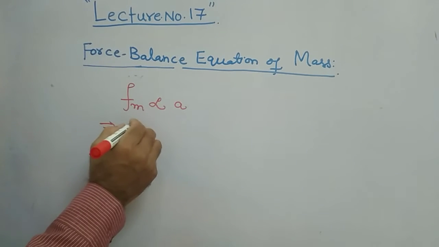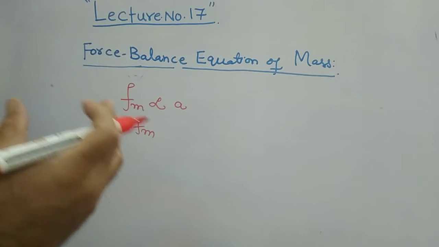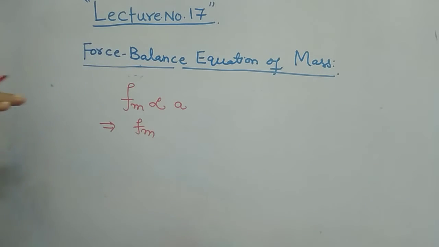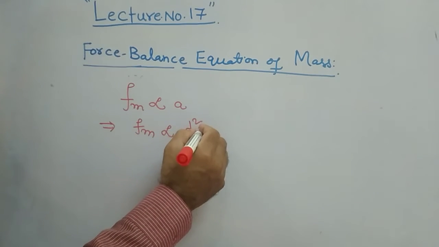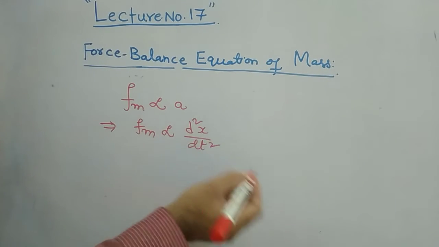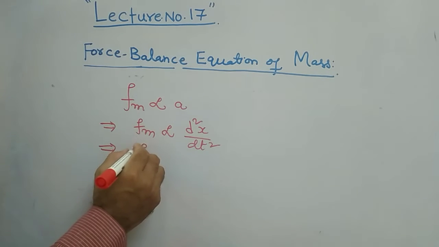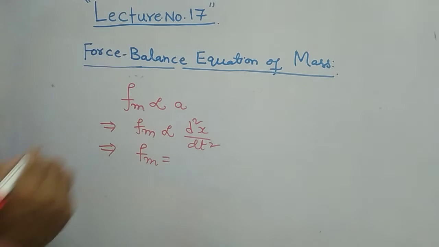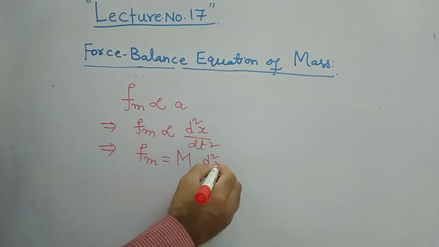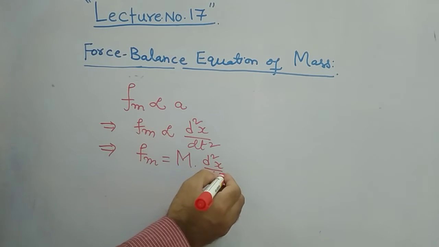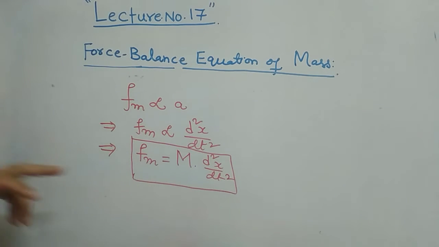This implies Fm, the force applied by the body in the direction opposite to the applied force, is proportional to a, which is d square x by dt square. Now remove the proportionality and add a constant, which is nothing but m. So Fm is equal to m into d square x by dt square.